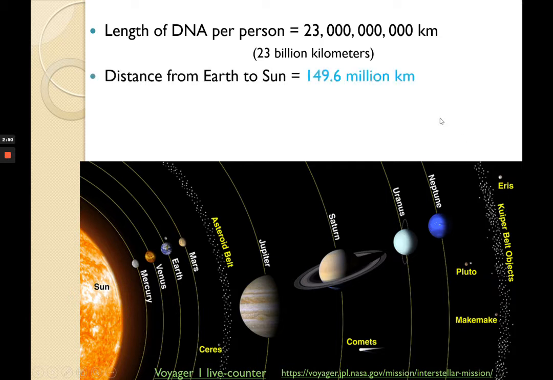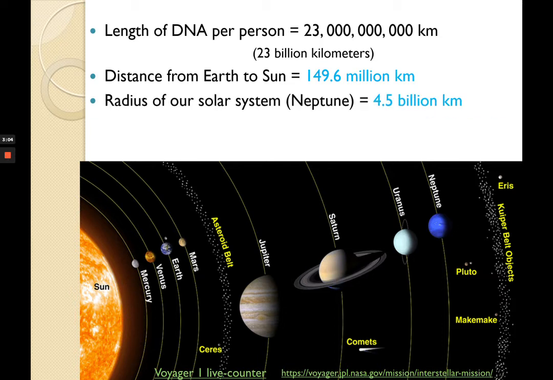The distance from the Earth to the Sun, the Earth being right here, third planet from the Sun, is only 149.6 million kilometers. If our solar system stops at Neptune, not including Pluto or the Kuiper Belt, then it is roughly 4.5 billion kilometers in radius. That is still a very short distance compared to 23 billion kilometers.